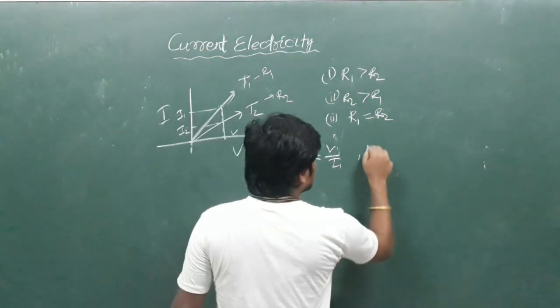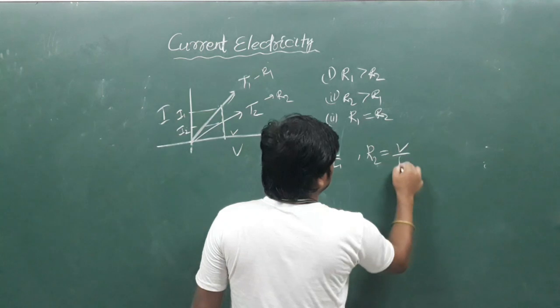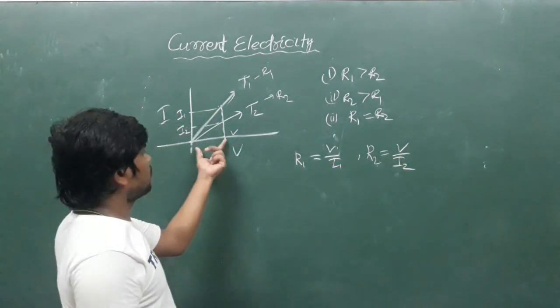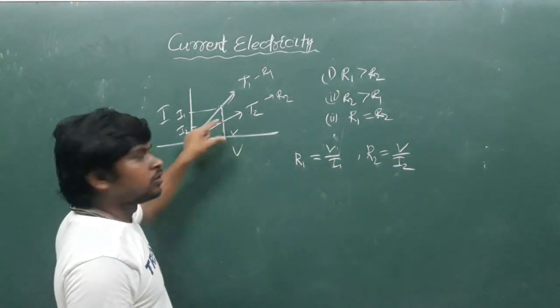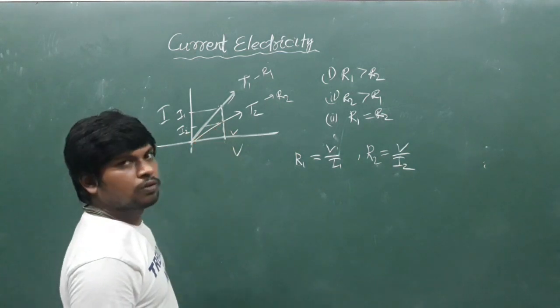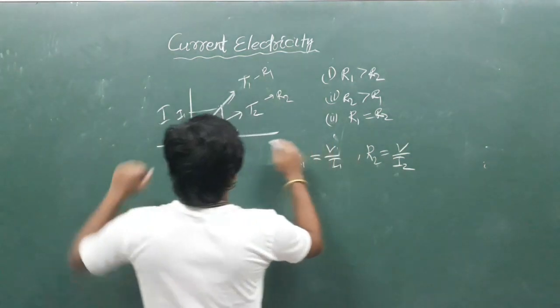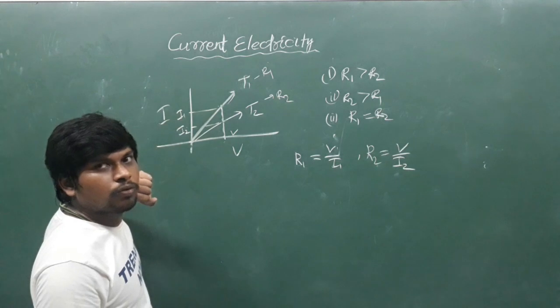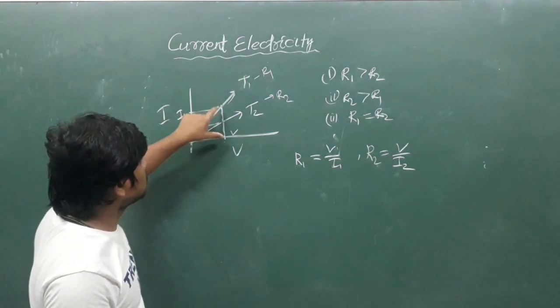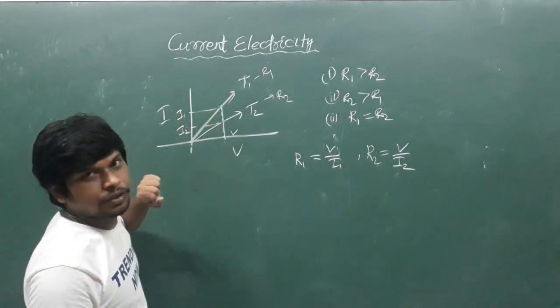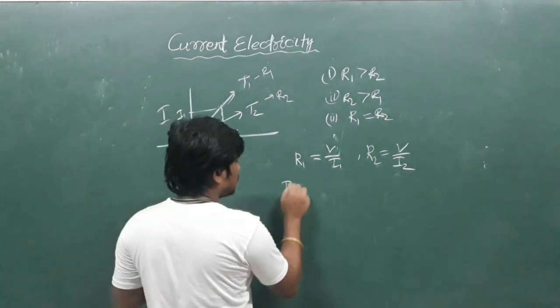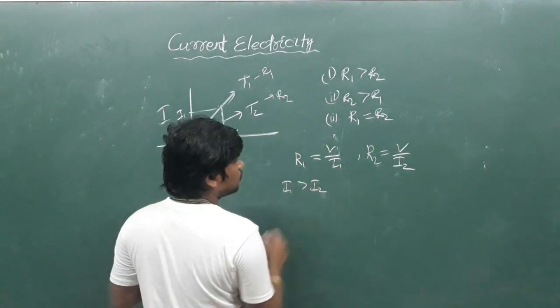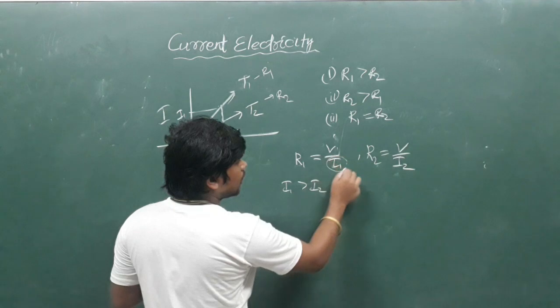Similarly, R2 will be V by I2. This is V, this is I2. Then what have they given? Look at this graph. Which one is higher? I1 is greater than I2. You can find this out from the graph. I1 is more, I2 is less.